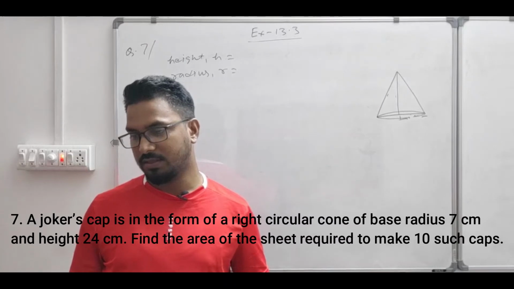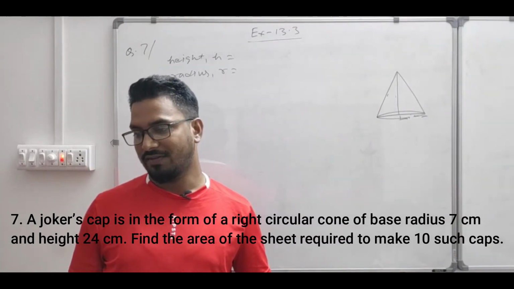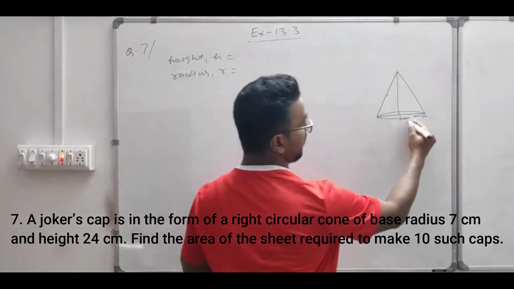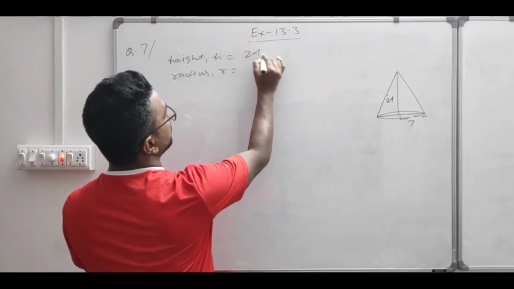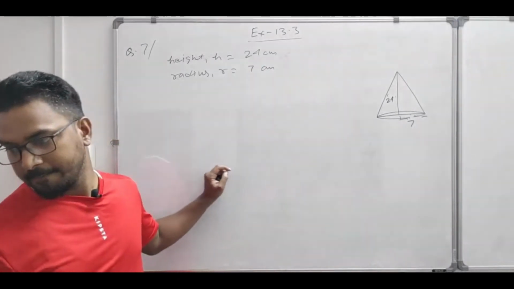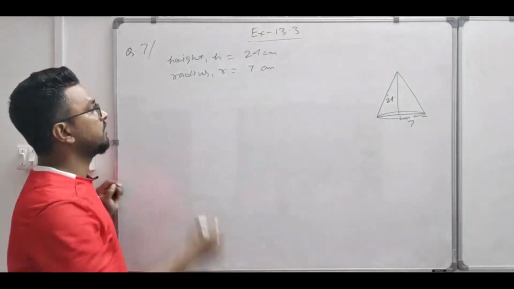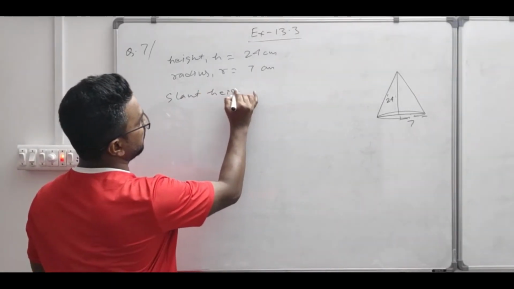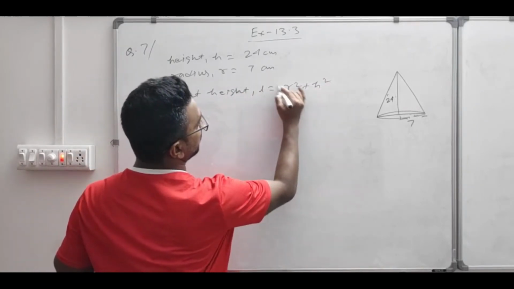A joker's cap is in the form of right circular cone of base radius 7 centimeter and height 24. So base radius is 7 and height is 24 centimeter. It is given. Okay. Now what do we have to find? We have to find the slant height. So slant height L is equals to root over R square plus H square.